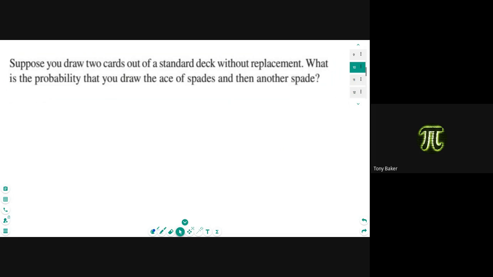All right. What's the probability that I drew the ace of spades? 1 out of 52. What's the probability that I drew another spade? 12 out of 51. Because there's how many spades total in the deck? There are 13. I pulled 1 out, so I've got 12 left. So this one actually also comes out to be 1 over 221.